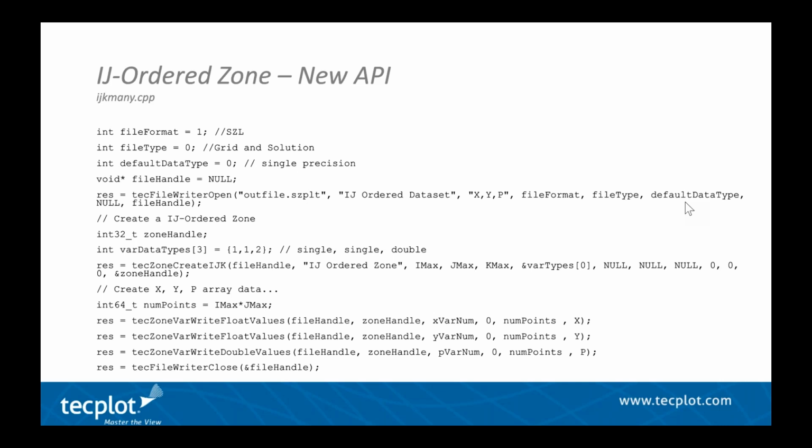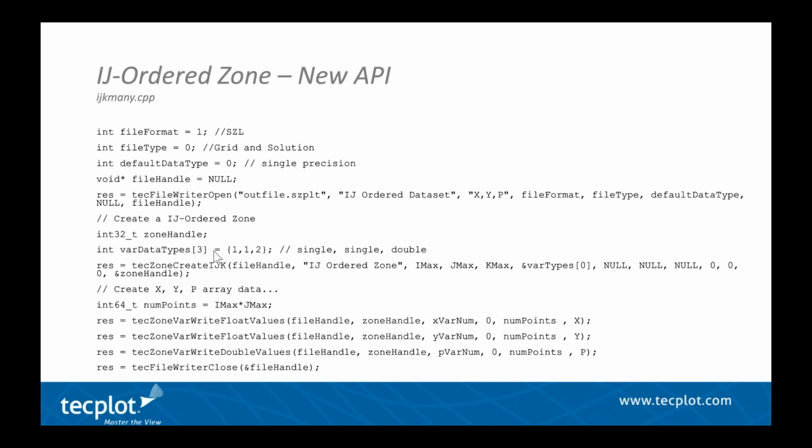Right. First, just to skip back to your first line, a reminder that if you're using the new API, you are going to get the sizzle format. We put file format in there anticipating that we might eventually support PLT output from the new API as well, but that is not the case today. So back to your question, Scott, for TecFileWriter Open, the default data type is the data type that will be selected if you pass null in place of the var data types array down below.